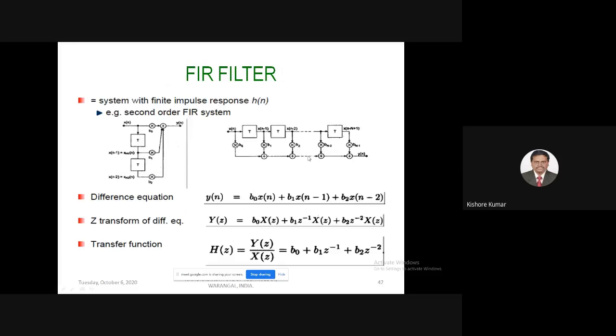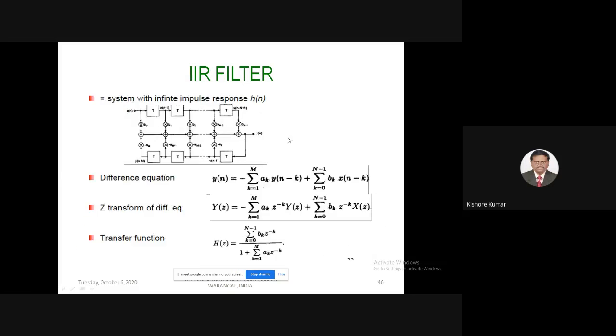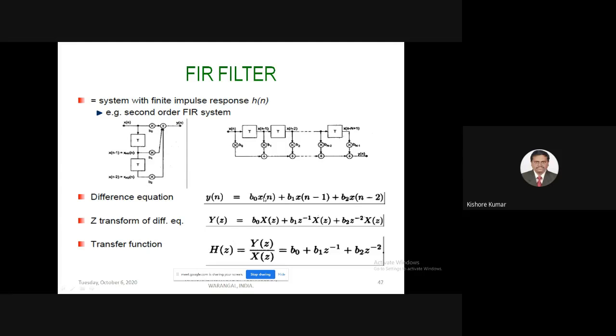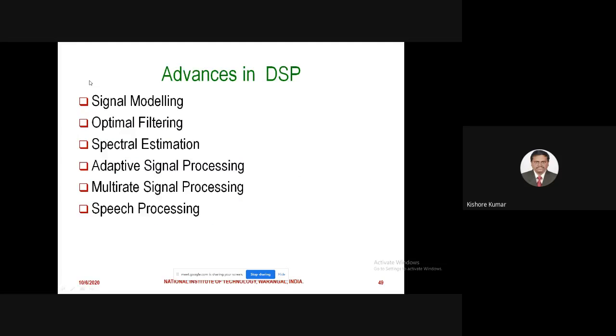This is the IIR filter, and the FIR filter we can use. So these are the two digital filters. As I said, from the difference equation, Z transform, we get the transfer function and we can process. Similarly for the FIR filter, from the difference equation, Z transform, we can find the transfer function. So this is the basic introduction to signal processing.